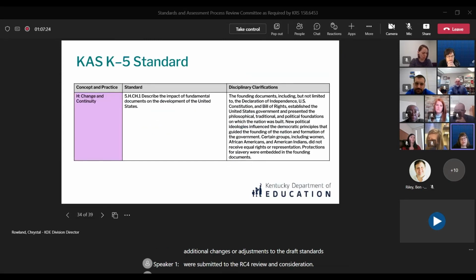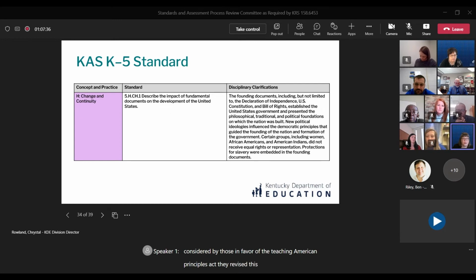So the advisory panel and review committee recognized this 5th grade standard as being mentioned as a model standard considered by those in favor of the Teaching American Principles Act. They revised this standard to replace foundational documents with the term fundamental documents to align to the statute and build coherence to the newly designed middle school and high school standards.